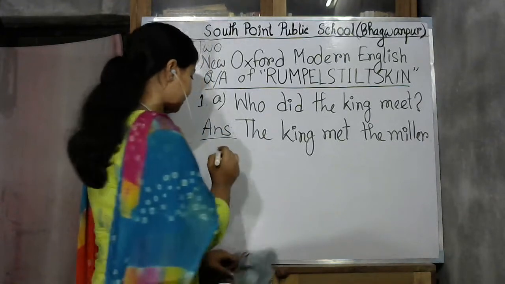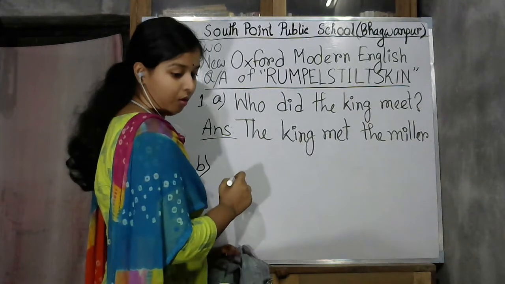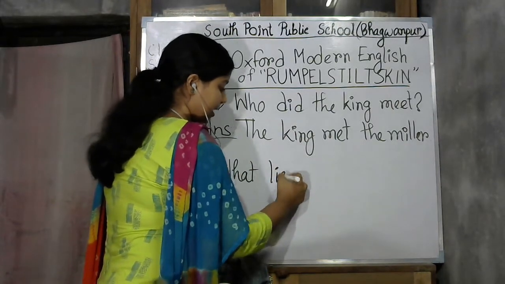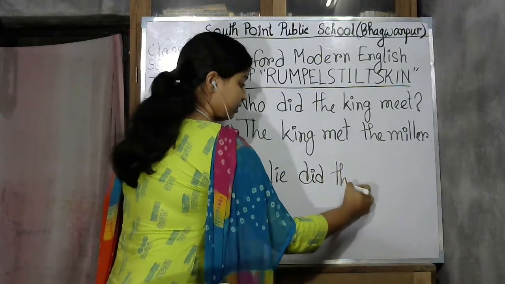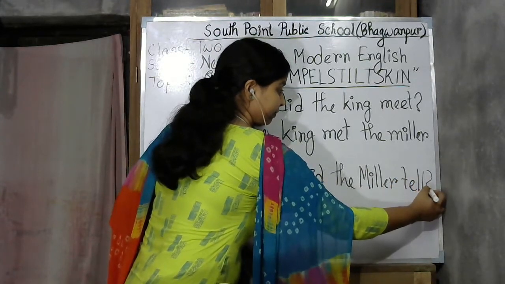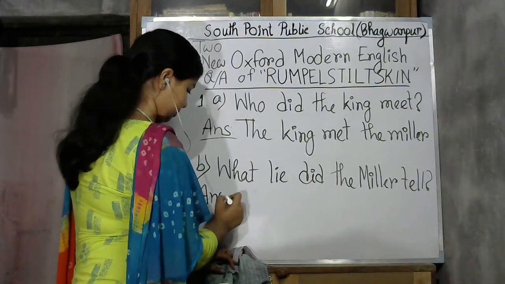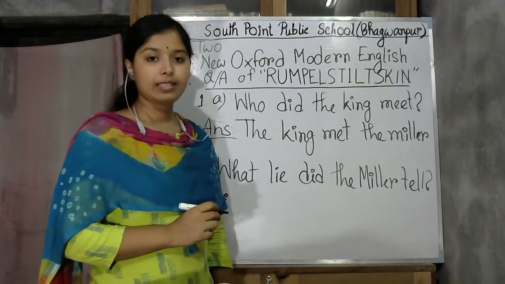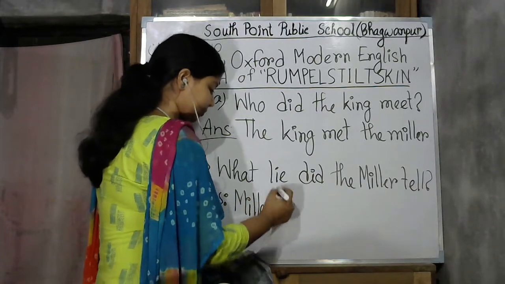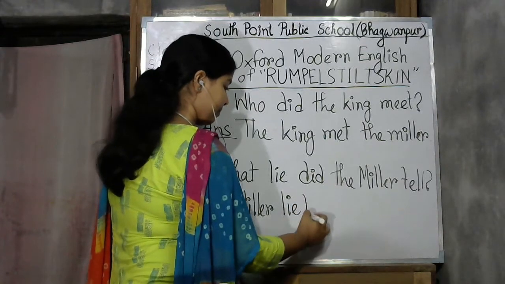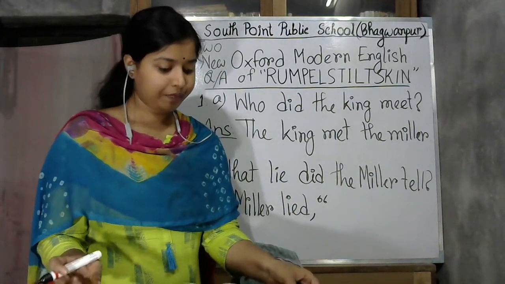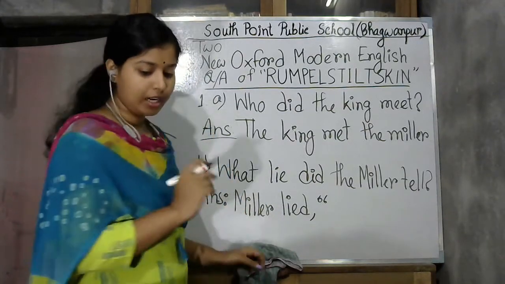Okay, next question. Question number B. What lie did the miller tell? Answer: the miller lied. You can give a quotation because you can write the answer from your text. The miller lied: my daughter spins straw into gold.